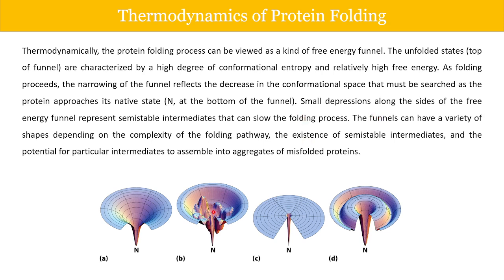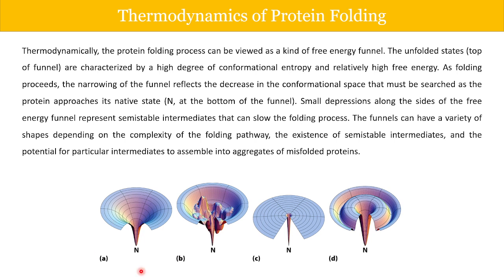The small depressions that you see over here along the sides of the free energy funnel are the semi-stable intermediates that can slow the folding process. That is what is required to get to the narrowest part of the funnel, because you need the protein to be absolutely folded. So there are a few semi-stable states. The funnels can have a variety of shapes depending on the complexity of the folding pathway, the existence of semi-stable intermediates, and the potential for particular intermediates to assemble into aggregates of the misfolded protein. So ultimately your goal is to reach the bottom of this funnel, because this is the most stable state of the protein, but in the middle there are multiple ups and downs.